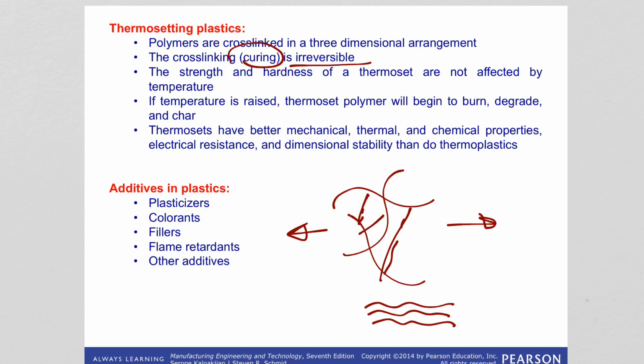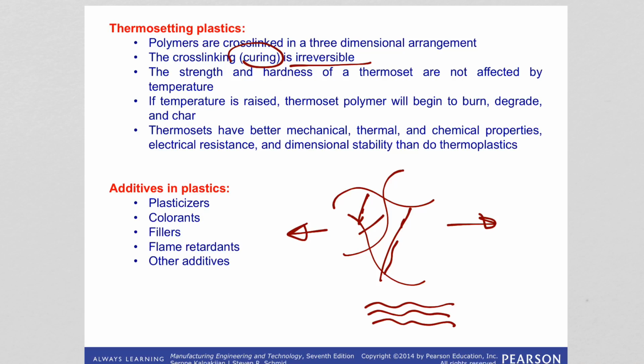There are ways people are working on, like chopping them and using them somewhere else as a filler material, etc. The strength and hardness of thermosets are not affected by temperature because it's a stable structure basically. If the temperature is raised, a thermoset polymer will begin to burn, degrade, and char. Thermoplastics soften. They can be molded into different shapes. But thermosets cannot. Usually we put them in, give them a shape, and then we cure them, forming the cross-linking. They cannot soften. They just burn, degrade, or char.